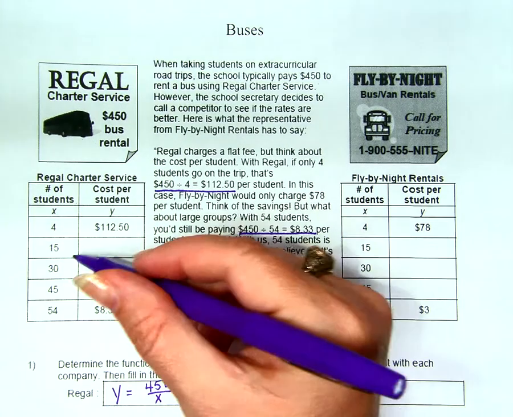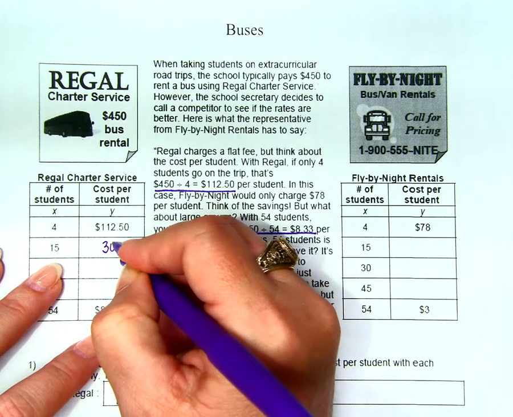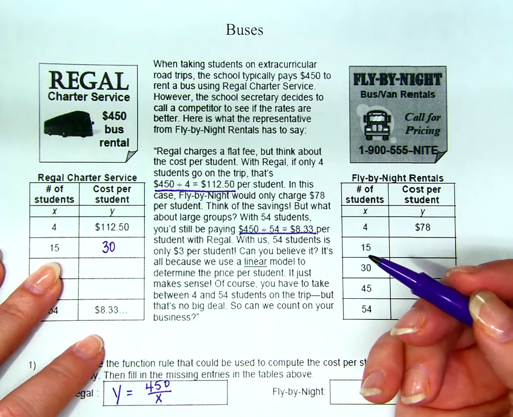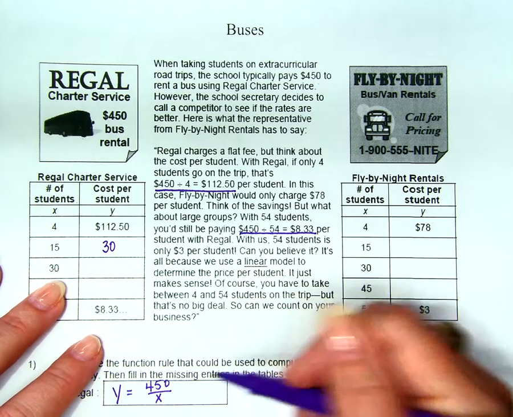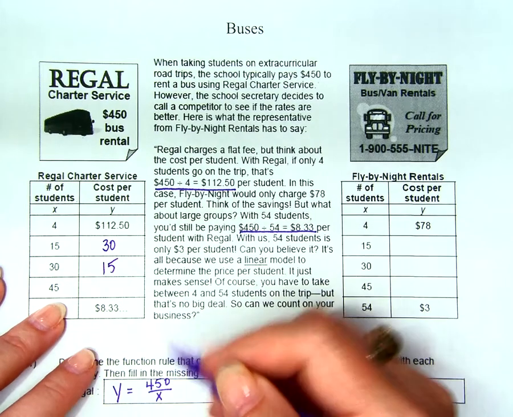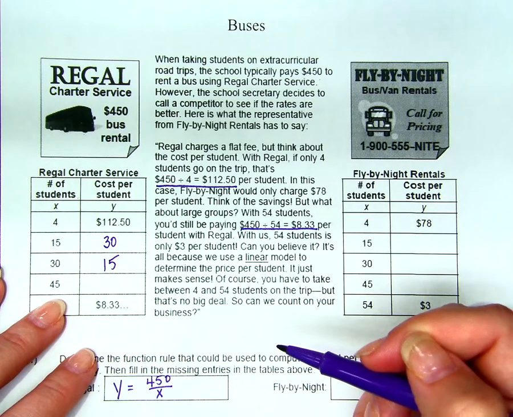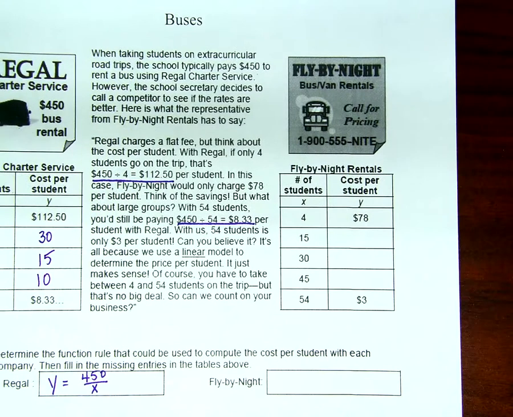Okay, so what's 450 divided by 15? 30. You guys didn't even use your calculator for that. I'm so proud of you. What about 450 divided by 30? 15. What about 450 divided by 45? 10. Okay. What about Fly By Night?